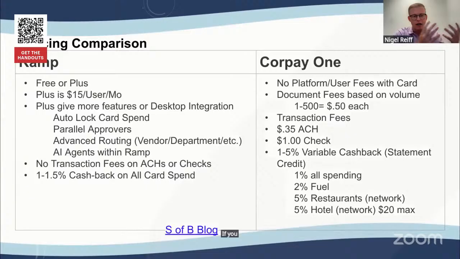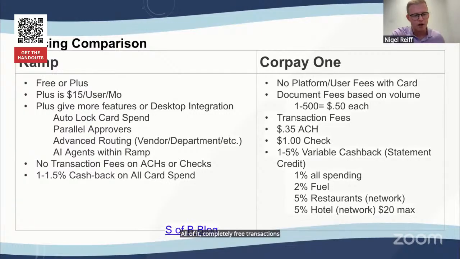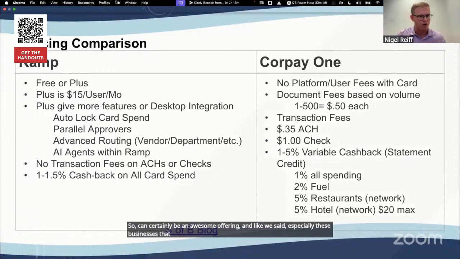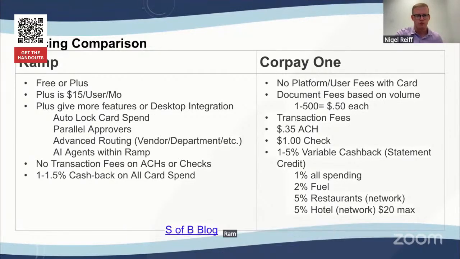If you utilize one of our tools called a Ramp Treasury account, basically a high yield checking account that's managed within Ramp, you can waive all of those fees. So now from checks to international wires, all of it is completely free transactions when leveraging Ramp. So that can certainly be an awesome offering. And like we said, especially for businesses that are on QBO and want an advanced platform, Ramp offers a totally free version for you to utilize.